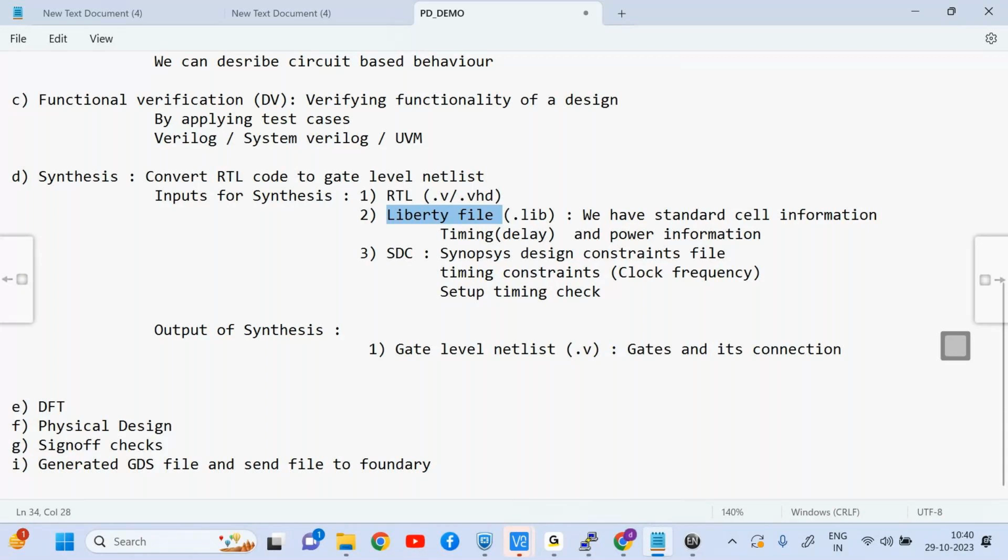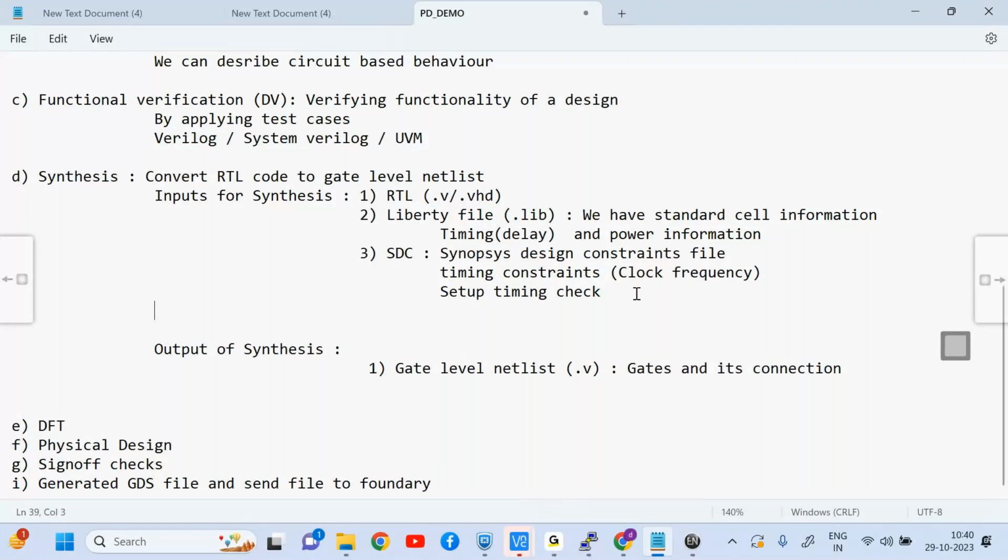Synthesis is a two-step process. In the first step, whatever RTL you have will be converted to an unmapped design. Unmapped design means every synthesis tool has its own internal library, called a generic library. The tool first converts your RTL to GTECH cells, the cells present in the generic library. GTECH means generic technology library.